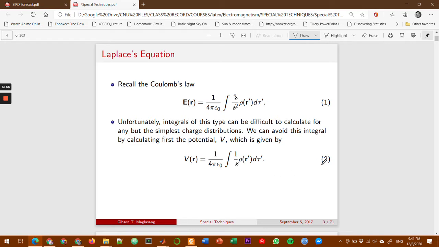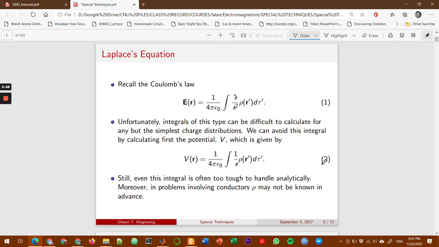Moreover, in problems involving conductors, rho itself may not be known in advance. So what do we do if it is not known in advance, right? Let's say the only given is the total charge, or that it is uncharged, not the rho. So we need to approach this type of problem differently. So we will use a different technique.